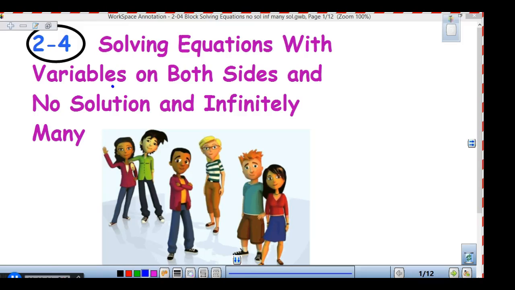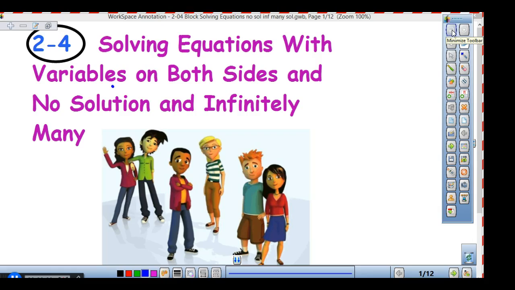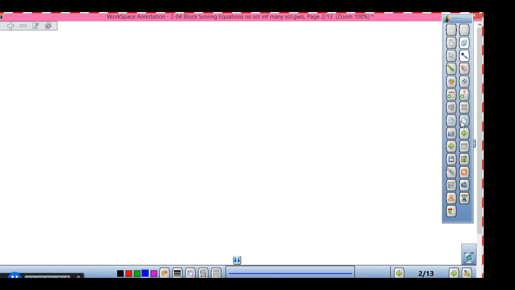We are going to start variables on both sides of the equation. This is where things get a little bit more complicated than just solving a multi-step equation. So first thing, let's review just how to solve a multi-step equation.